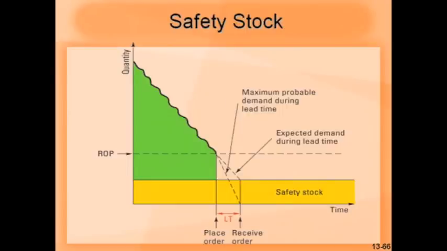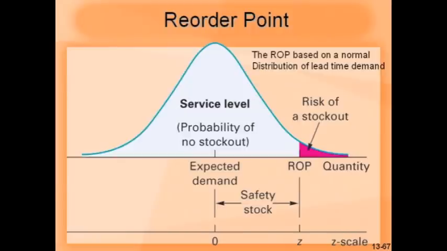So if you look at safety stock, it is basically protection during the lead time period. There could be a demand like this, the expected demand during the lead time, but the maximum probable demand during lead time can also be like this. To protect against these situations, before we receive the order, there has to be some safety stock so that the customer receives what they need.